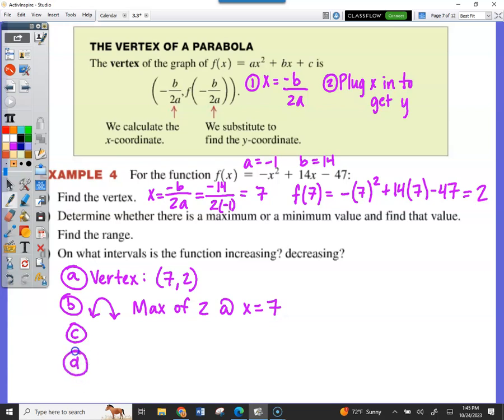Now, these last two parts, lock in. Sketch the graph before you try to answer them. You cannot answer them necessarily with just this information. You need a picture. So let's see. The vertex is right 7 up 2, and it's opening down. So I'm going to kind of do this. So right 7 up 2. And it's opening down.